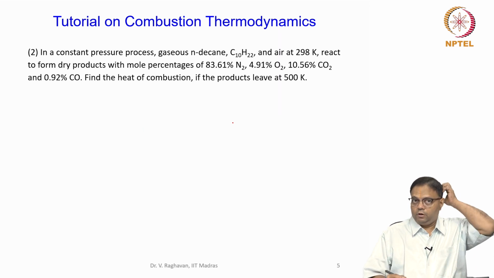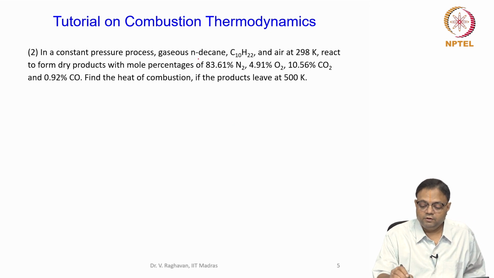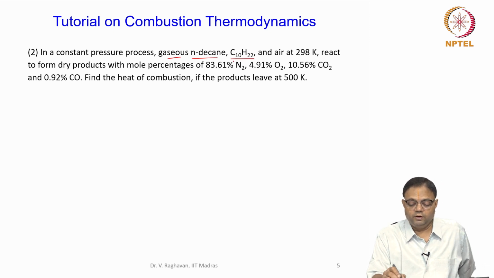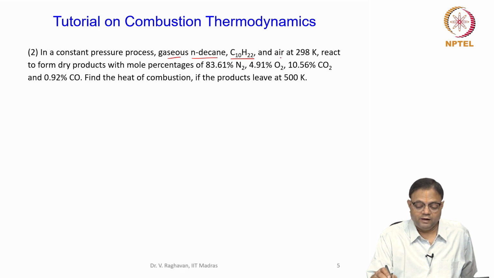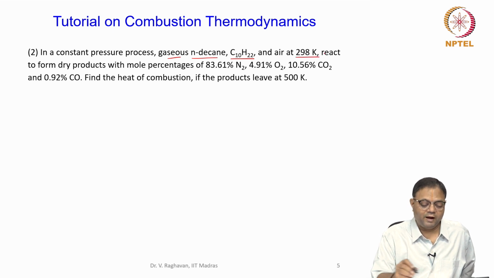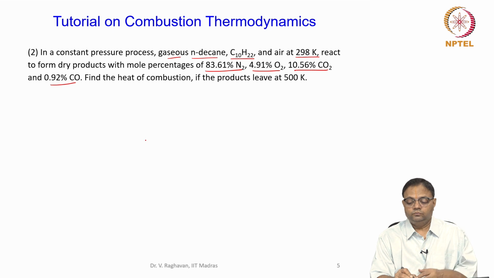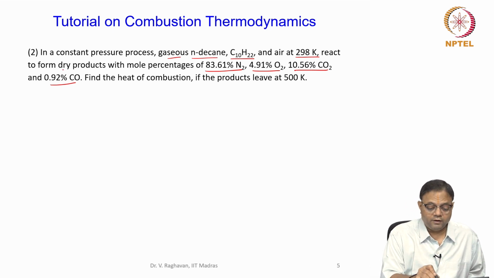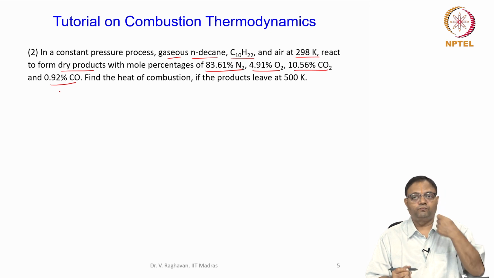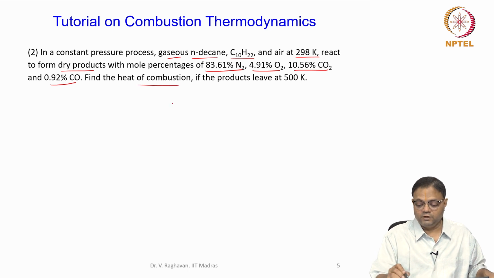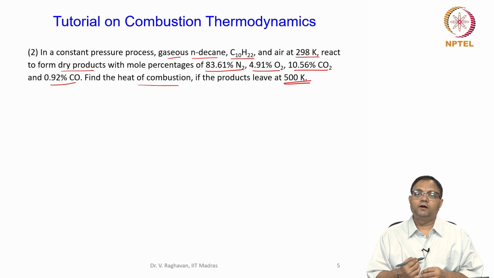The second problem: in a constant pressure process, gaseous n-decane, especially given as gaseous because n-decane is basically in the liquid form, so we vaporize it and get the gaseous n-decane, that is C10H22, and the air at 298 Kelvin react to form dry products. The compositions are given here. As I told in tutorial 9, dry products means the water vapor which is formed is condensed and the liquid water is removed. Find the heat of combustion if the products leave at 500 Kelvin.